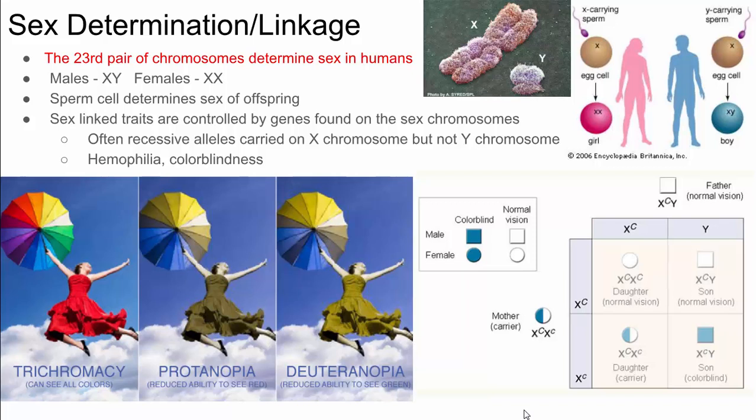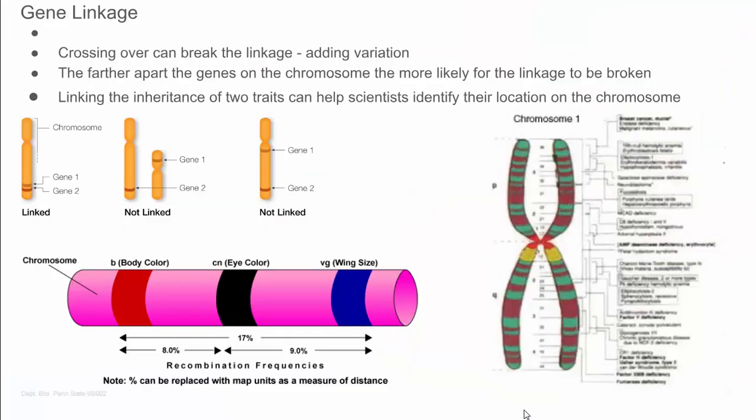So sex-linked genes, sex-linked diseases are more common in males than females. All right, you're going to have to go back a couple slides here, because this is that slide we skipped over earlier. It has to do with linkage. So sex-linked traits are linked to the X chromosome, but we can say that different genes might be linked together.